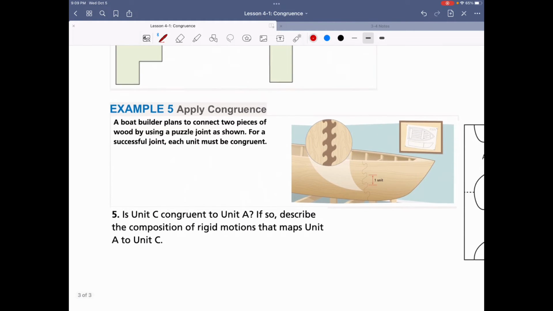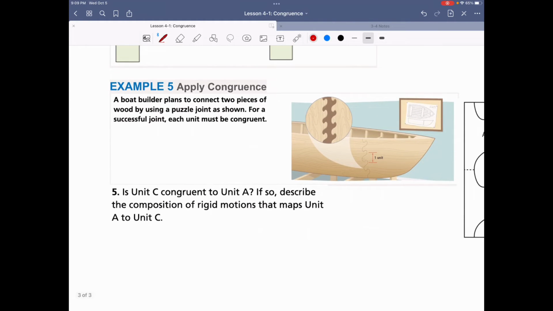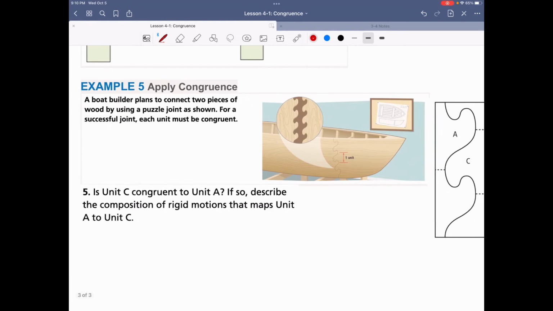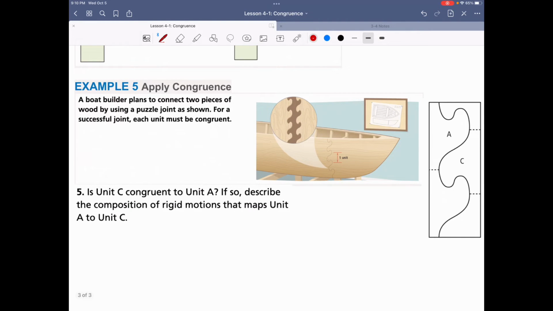Example 5. Apply congruence. A boat builder plans to connect two pieces of wood by using a puzzle joint as shown. For a successful joint, each unit must be congruent. Is unit C congruent to unit A?